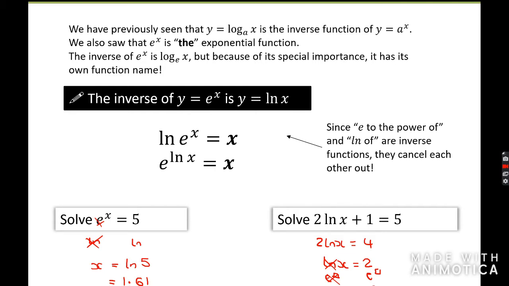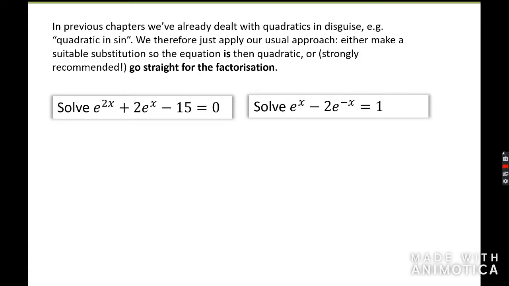Just like your normal logs, just a slightly different name for it. Okay, right. Quadratics or hidden quadratics. We've done loads of these, haven't we? Exactly the same idea.